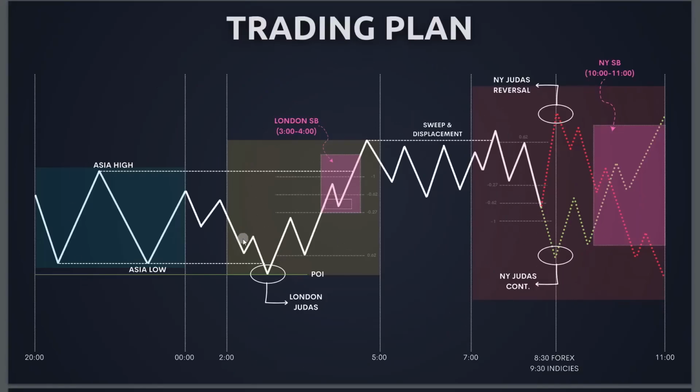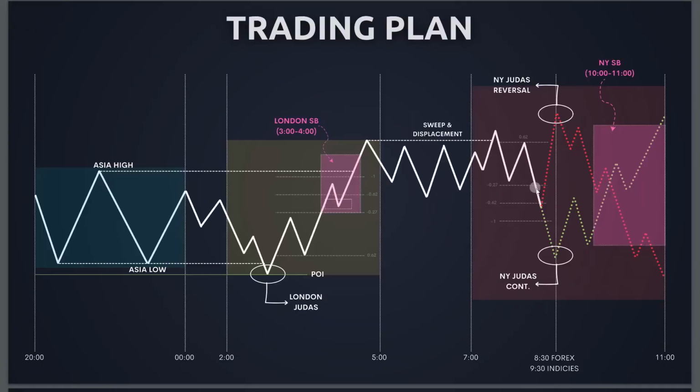But sometimes it can just take the Asia low and keep going lower, but you do not take an entry, right? So we do not force entries. Now when we come back to the London kill zone, price goes lower at 8:30 or 9:30. We have the New York Judas swing, and as we discussed earlier, the New York kill zone can be either a continuation of what London has done or a reversal.